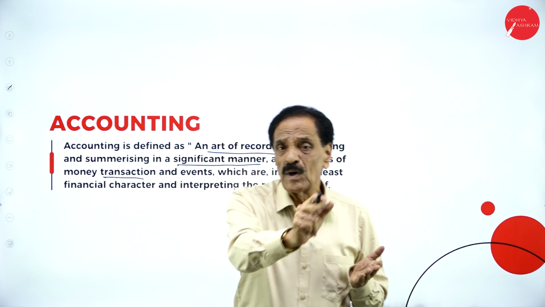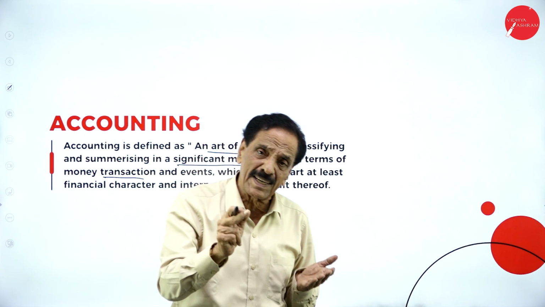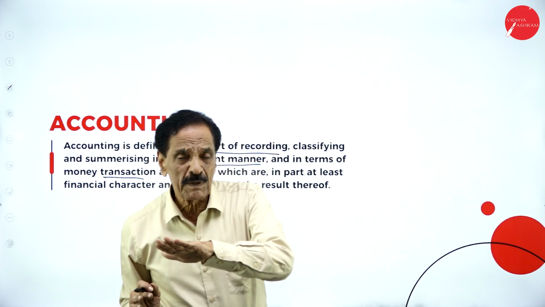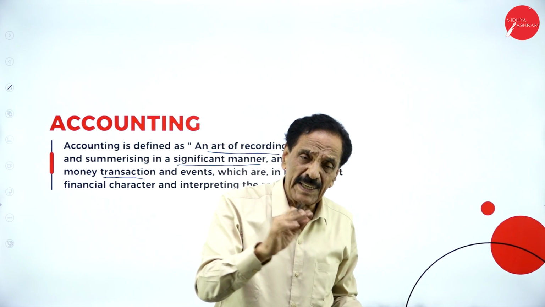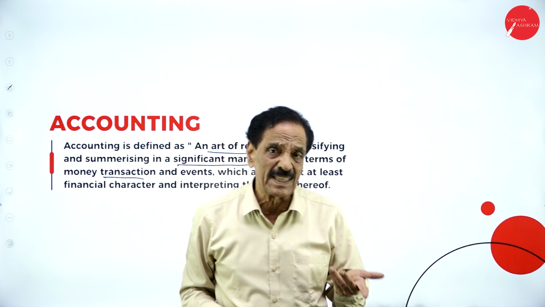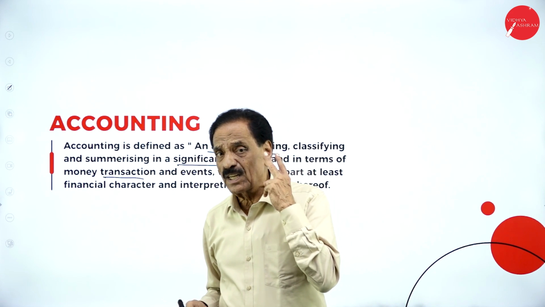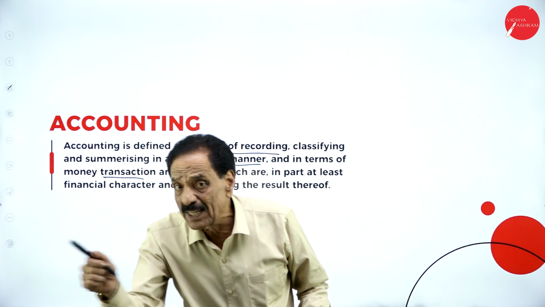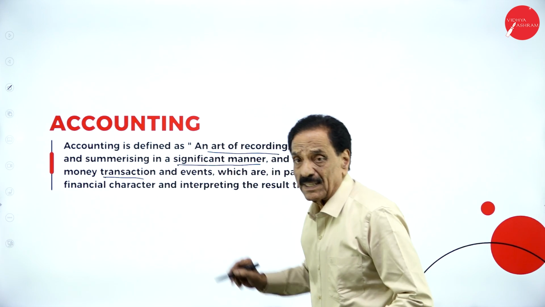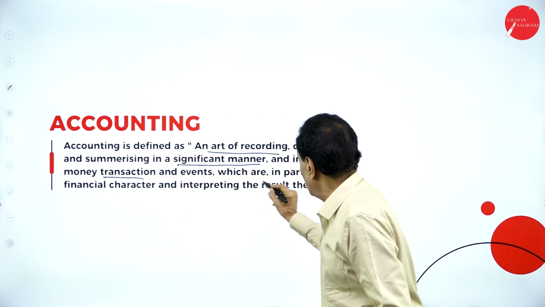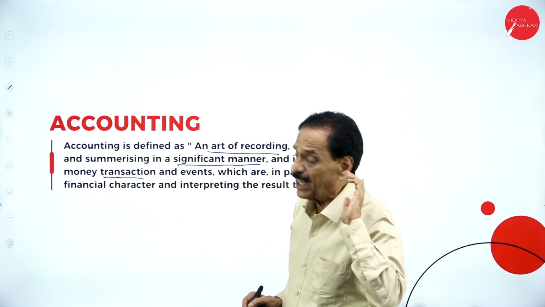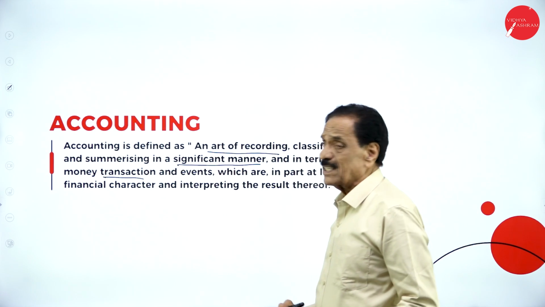Transfer of goods from one party to another party for cash is called a cash transaction. Transfer of goods from one person to another person for credit, where he says, I will pay your money after 10 days, after 50 days, is called a credit transaction. So transactions include cash transactions and credit transactions. Here, money transaction means like this, and events which are in part at least of a financial character. We are talking only about the financial character and interpreting the results thereof.